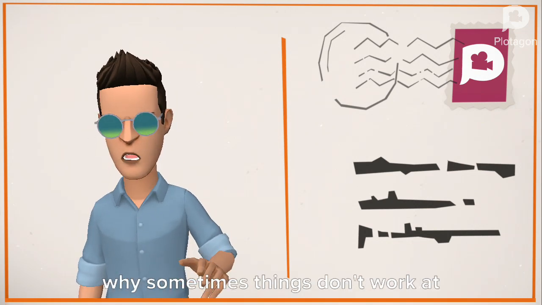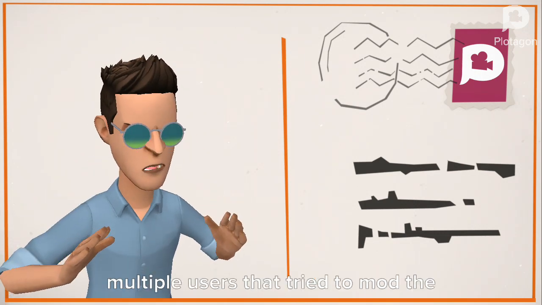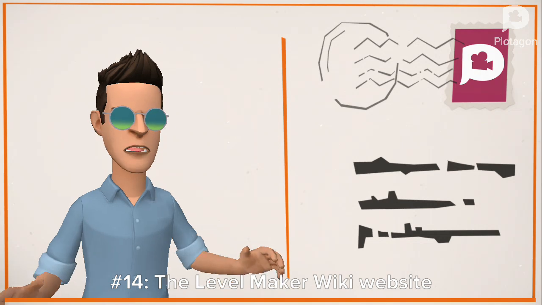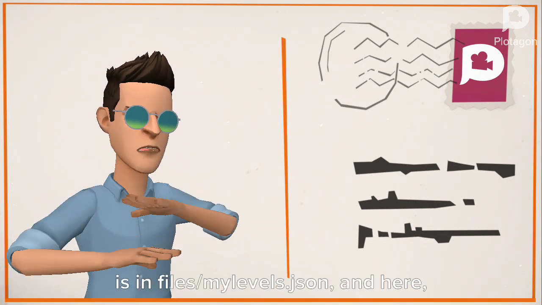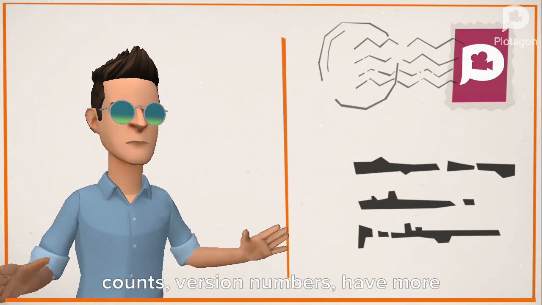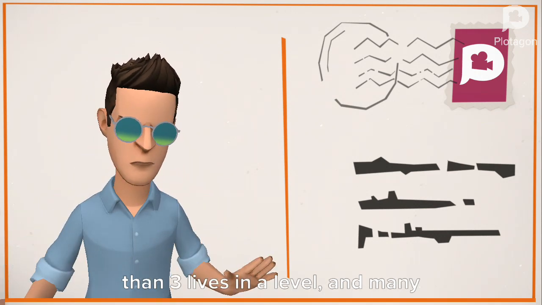account. But I don't want to explain why sometimes things don't work at all, which can be very annoying for multiple users that try to mod the Level Maker app. Number 14. The Level Maker Wiki website says that your additional level data is in files/mylevels.sin, and here, you can modify aspects like block counts, version numbers, have more than 3 lives in a level, and many more.